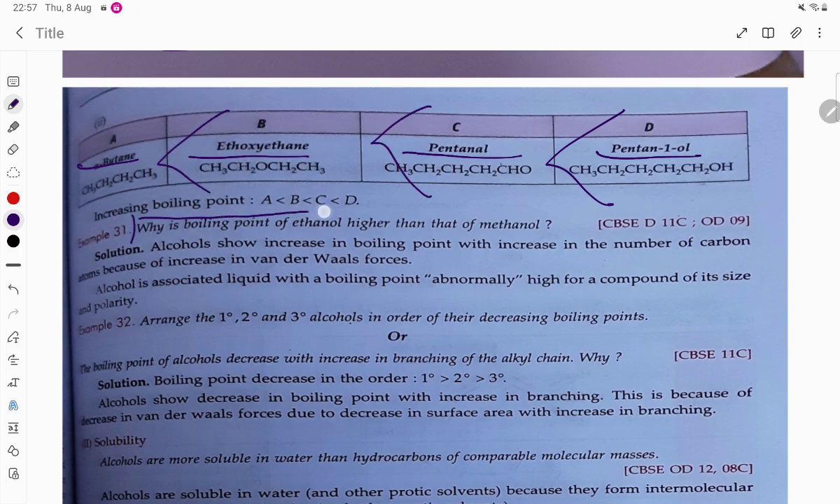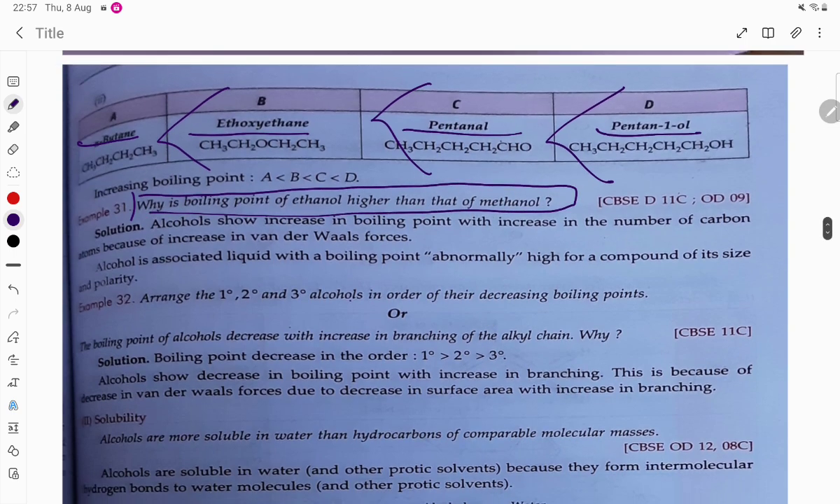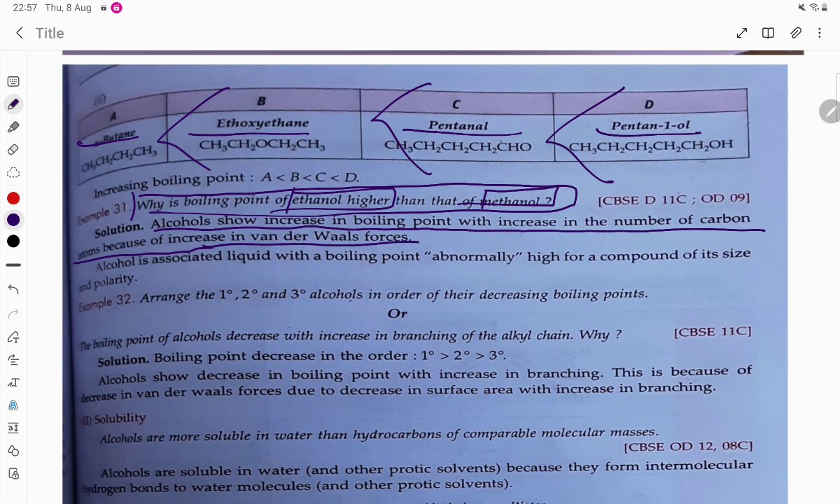Why is the boiling point of ethanol higher than methanol? So we have ethanol and methanol. In alcohols, boiling point increases with increase in the number of carbon atoms because of increase in van der Waals force. As the size of the carbon chain increases, the boiling point also increases. Alcohol is an associated liquid with a boiling point abnormally high for a compound of its size and polarity.